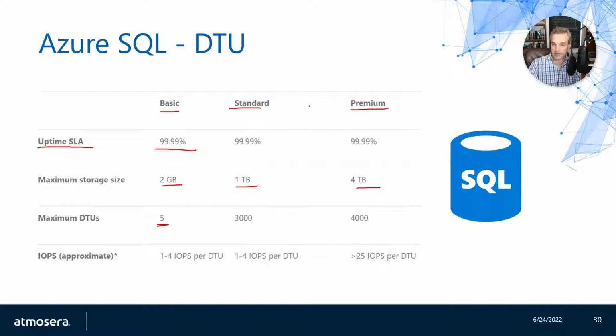Now, the standard and premium tiers are the ones that are going to be used for production oriented workloads, and they can provision up to 3,000 and 4,000 DTUs respectively. However, the premium tier does get more IOPS per DTU, so this is going to be for more IO intense workloads, while the standard tier is used for more general purpose workloads.